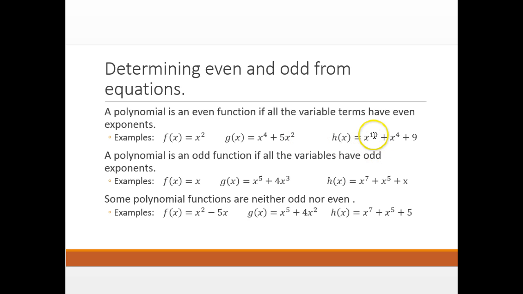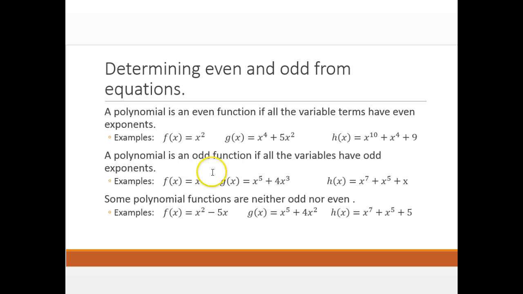Here, this is x to the 10th plus x to the 4th plus 9. Notice 9 looks a little bit odd. You're sitting there going, well, the exponent of 9 is 1. That's odd. However, when we're talking about exponents, we're just talking about exponents of the variable terms. There is no variable term here. It's just 9. It's understood to be 9 times x to the 0 power, because anything to the 0 power is 1. So this 9 behaves as an even term.